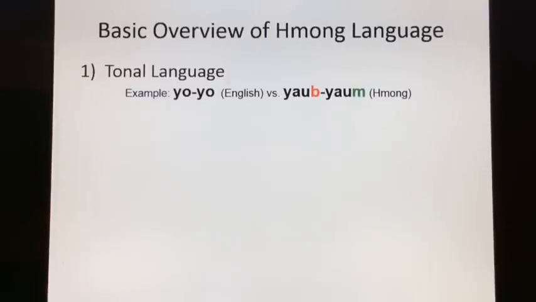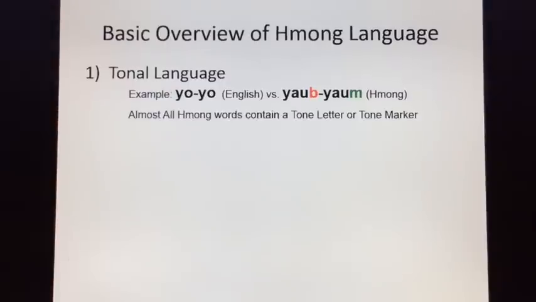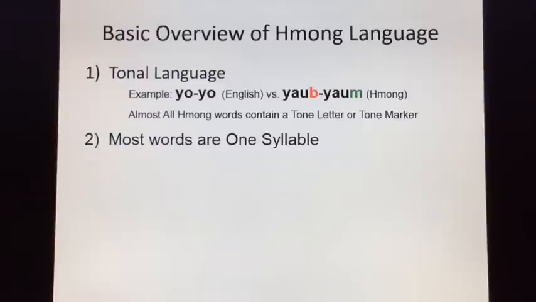Yo would be spelled y-a-u-b, yo would be spelled y-u-a-m. So basically, in the English language, you just have to be able to recognize that word and memorize the tone of each syllable. Versus in the Hmong language, the last letter of each word is what we call the tone letter or tone marker that tells you exactly how to pronounce that word. Almost all Hmong words contain a tone letter or a tone marker, with just two exceptions, and I'll go over that in a little bit.